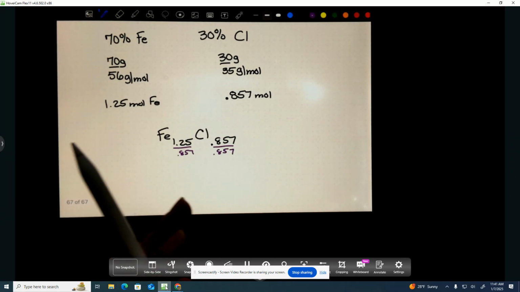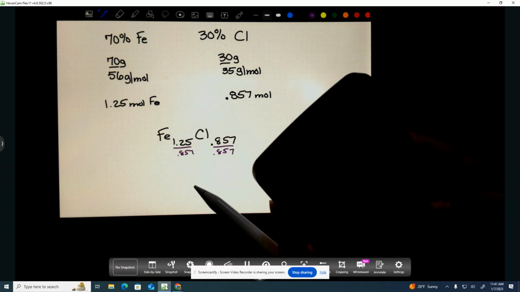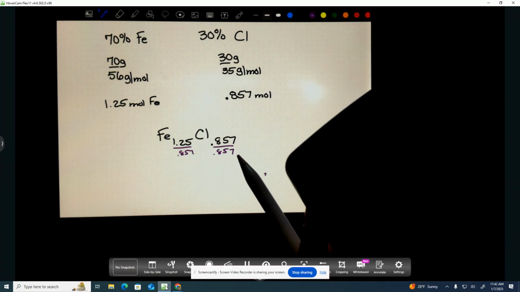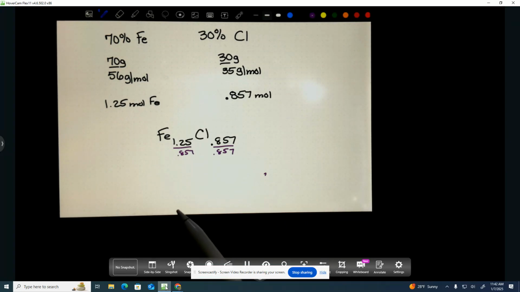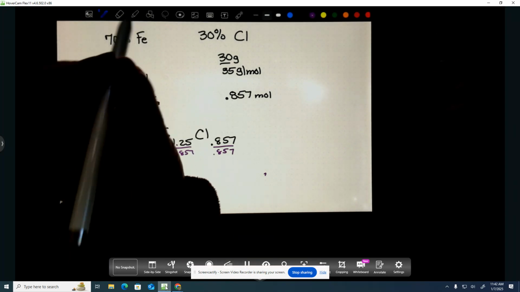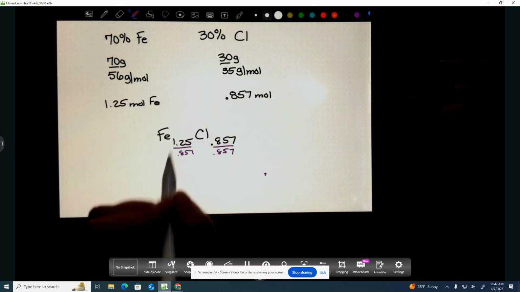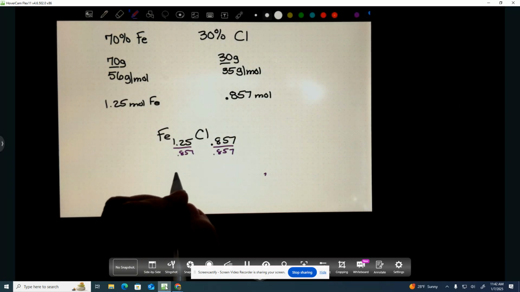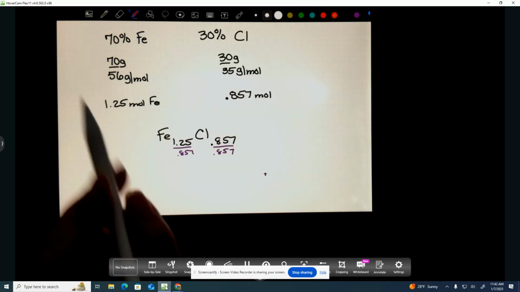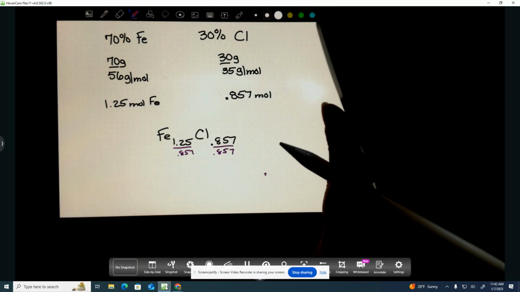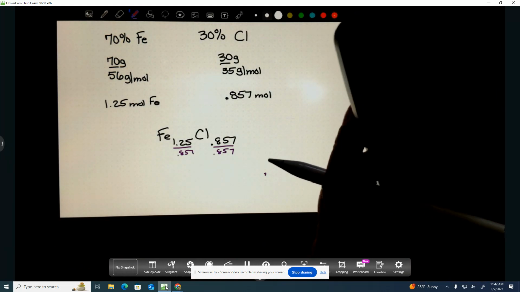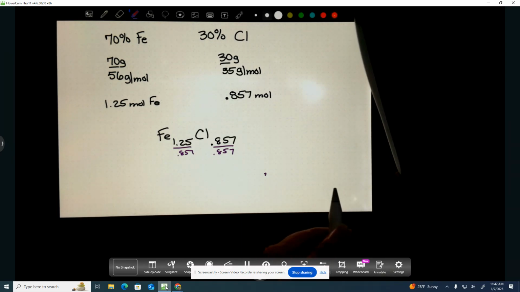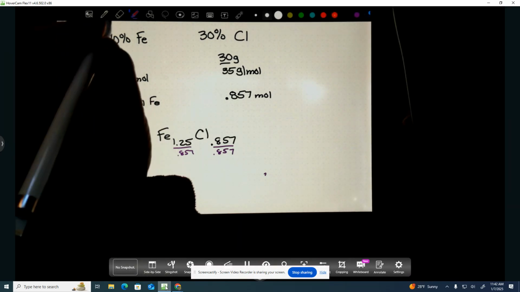So 70 divided... Hold on a second. 70 divided by 56. Oh! What, can you not round? No, I wrote the wrong stupid thing down. What is this? 1.25. We'll just go with it. 1.25 divided by .857. It actually shows my point, but this wasn't the one I was doing.